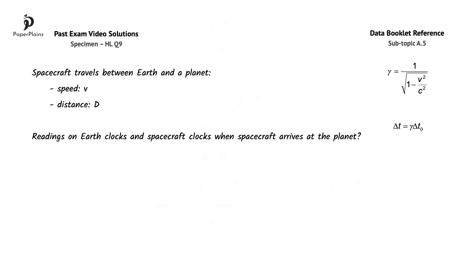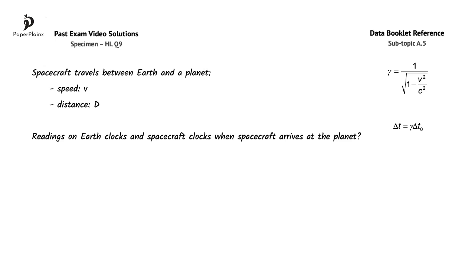In this question, a spacecraft travels between Earth and the planet. The speed of the spacecraft is v, and the distance between Earth and the planet is d, as measured by an observer on Earth. We are asked to identify the Earth clock's reading and the spacecraft clock's reading when the spacecraft arrives at the planet.